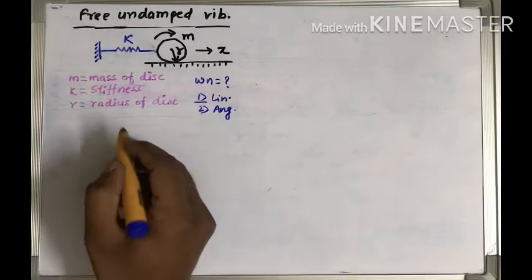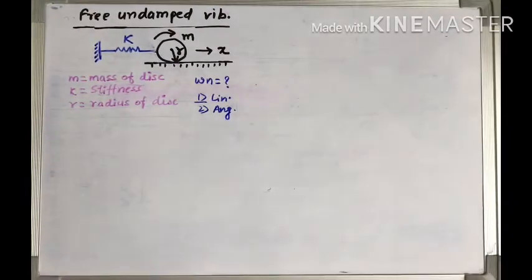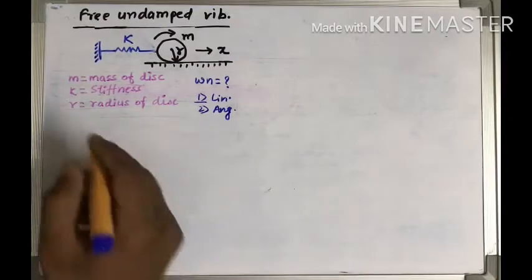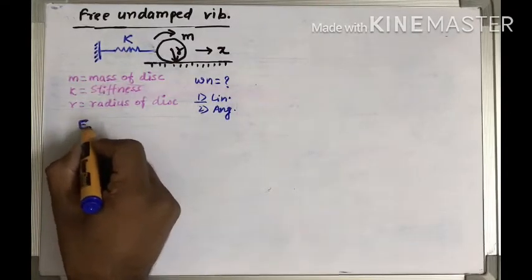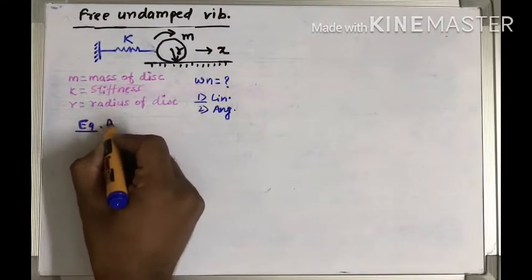We can solve this numerical with the help of different methods. As we know, there are three methods. One is the equilibrium method or Newton's second law. Second is the energy method, and third is the Rayleigh method. So first of all, we are going to solve this numerical with the help of the equilibrium method.